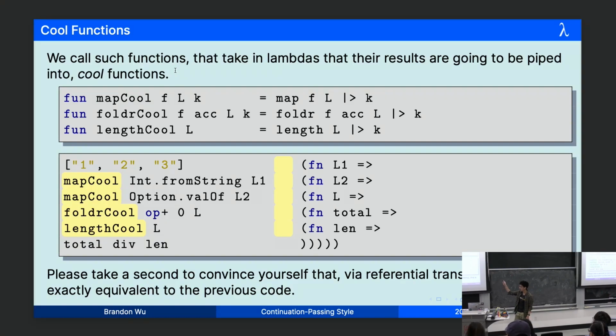Okay? And our protocol is just that, hopefully, since map cool is defined in this way, we can literally use referential transparency to show that this is equivalent to what I had before. Because we have a law saying map cool f l k is equal to literally map f l piped into k, k applied to map f l. Does everyone believe me that if I apply these equivalences, if I replace every instance of map cool, foldr cool, and length cool with the right-hand sides, we get exactly what we had on the previous slide?